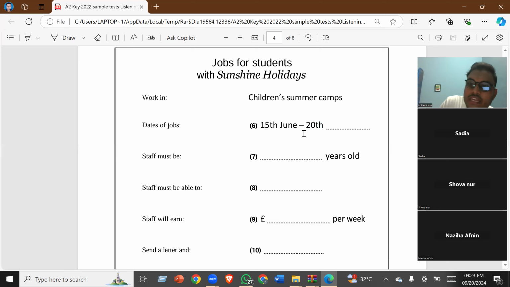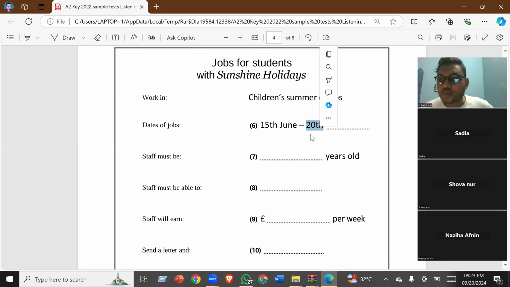Suppose any candidate gives the answer "20th something December" or "November", then your answer will be wrong, because this 20th is already in the question. Because this word is already in the question, you cannot repeat that word. You have to remember this, so you don't need to repeat that word. Okay.